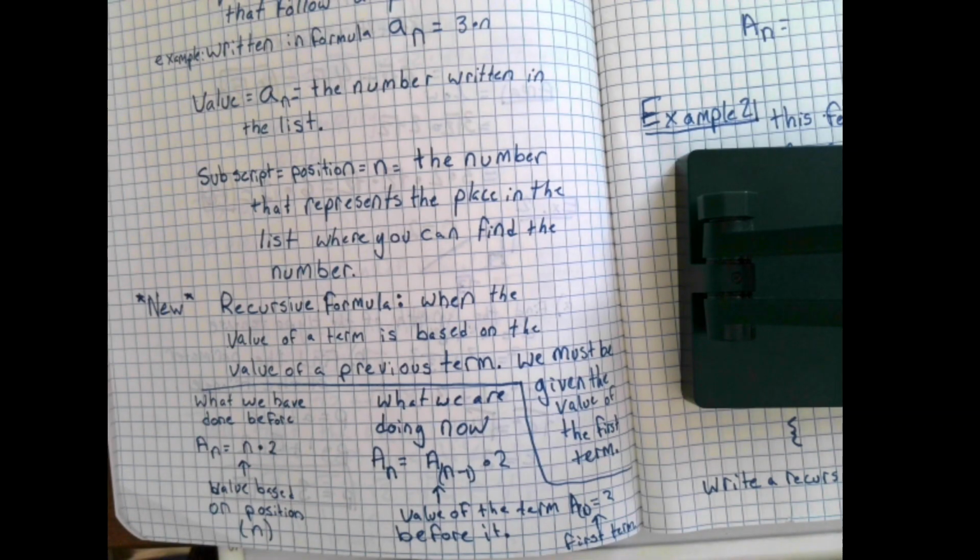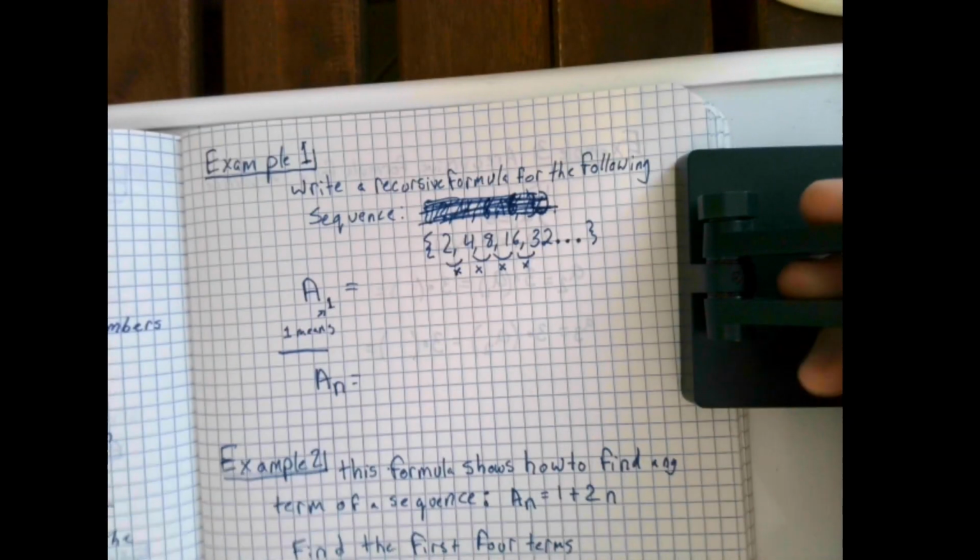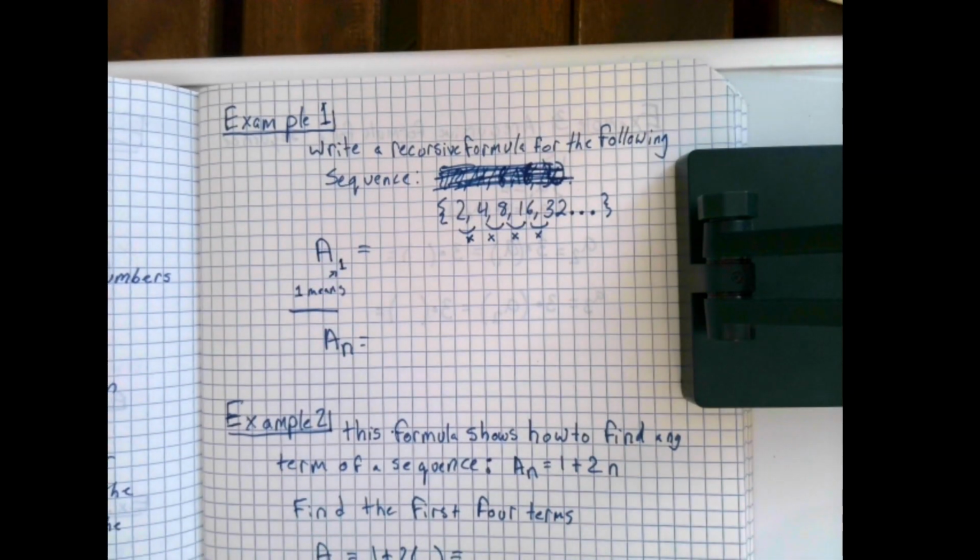Now, going into example 1. Example 1 says write a recursive formula for the following sequence. We're given the sequence 2, 4, 8, 16, 32, and then an ellipsis. Remember, the ellipsis just means that it goes on forever and ever and follows the exact same pattern.